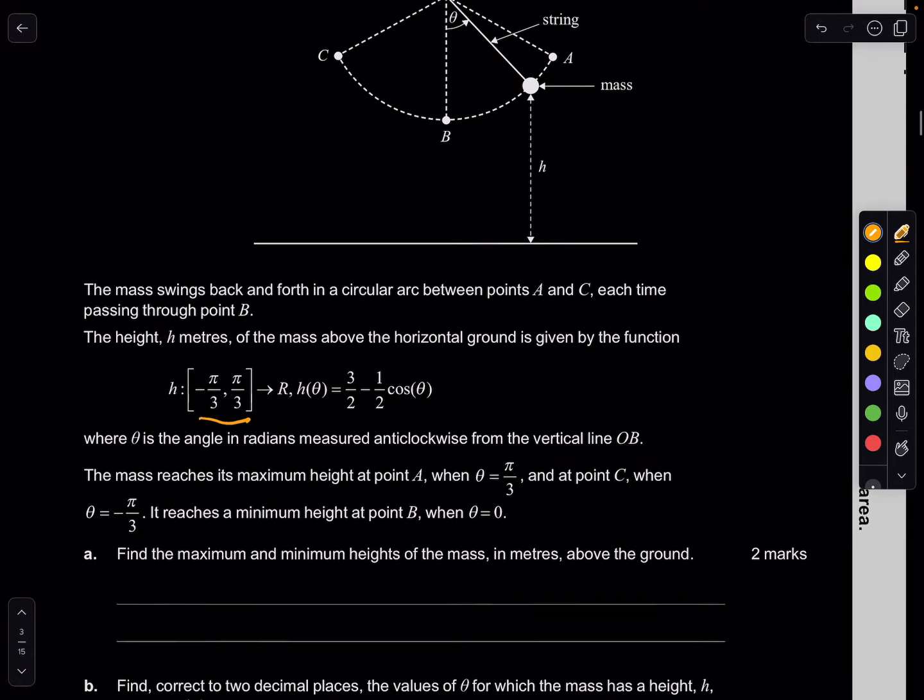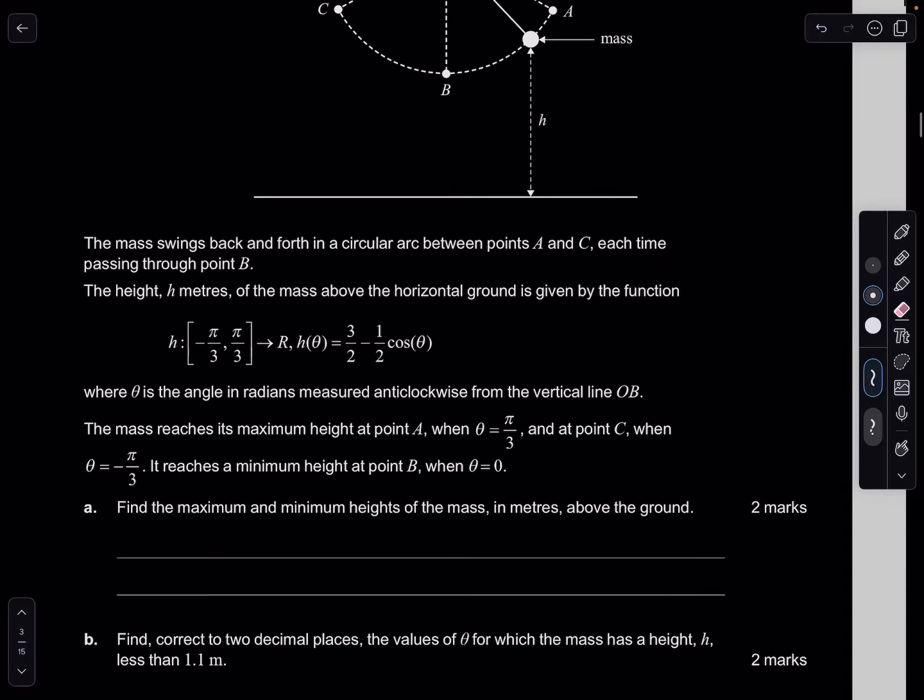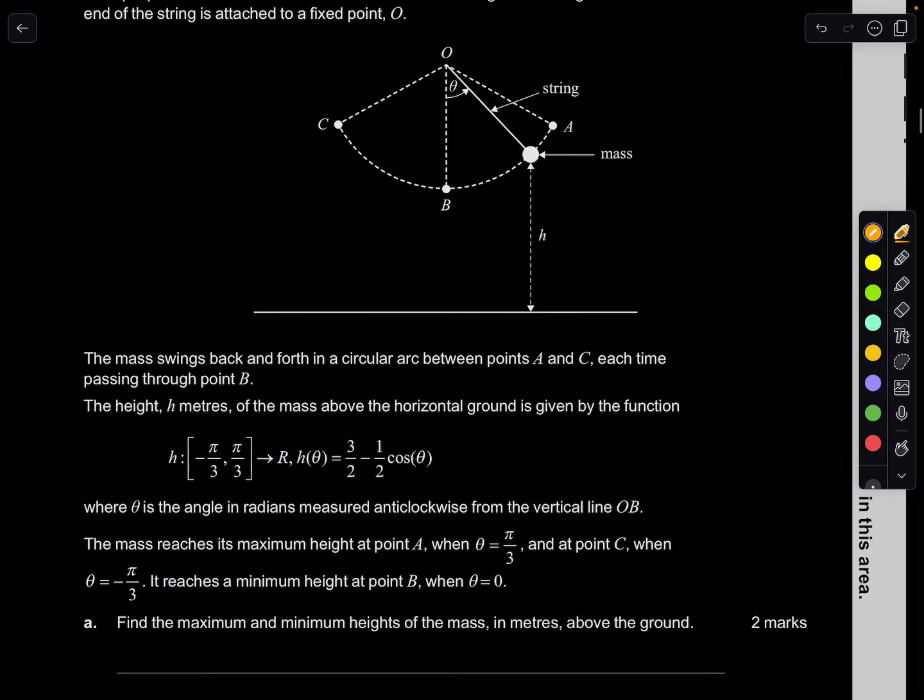All right. Next question. Let's look at this part. Where theta is the angle, yep, in radians, measured anti-clockwise from the vertical OB. Yep, so as we said, it is anti-clockwise. The mass reaches its maximum height at point A, where theta is pi on 3, and at point C when theta is negative pi on 3, and reaches a minimum height at point B with theta 0. Easy, makes sense.